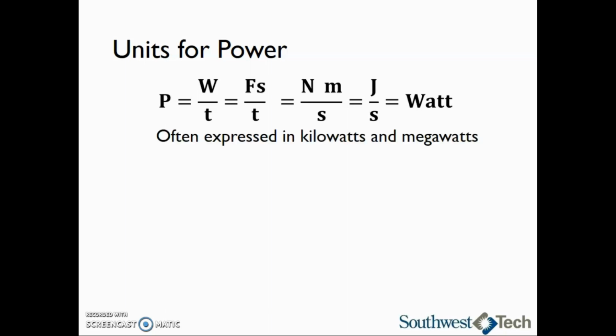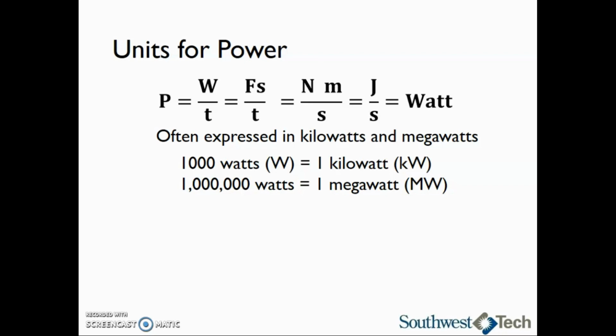However, power is often expressed in kilowatts or megawatts instead of just watts. The conversions that 1,000 watts is equal to 1 kilowatt and 1 million watts is equal to 1 megawatt are both conversions that might help make our answers make more sense, especially when we're talking about a lot of power.